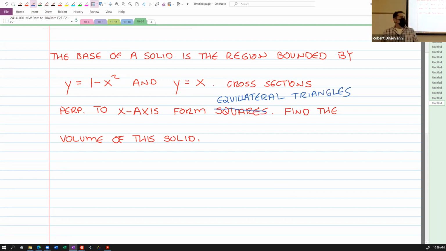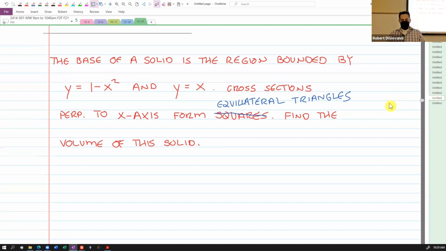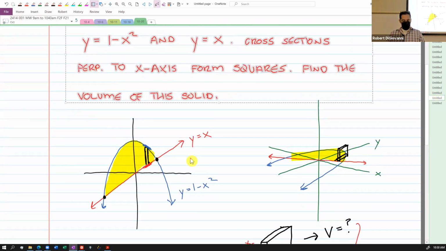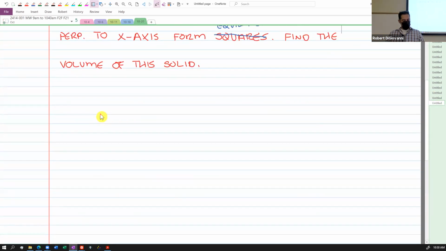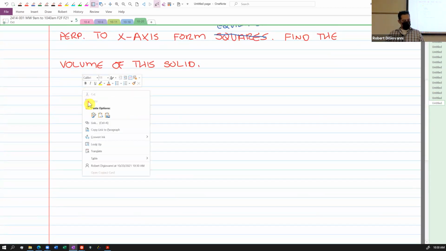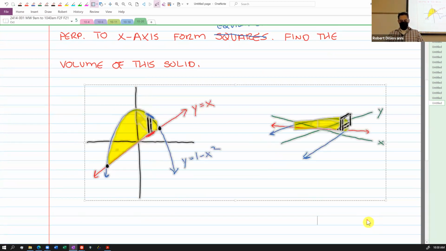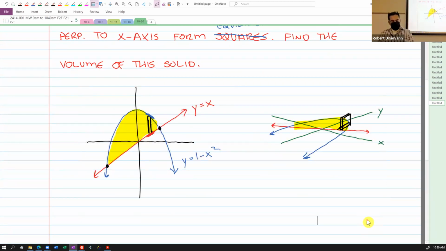Same exact region on the ground. Cross sections are perpendicular to the x-axis. The only difference is when you look at it from the side, it forms an equilateral triangle instead of a square, which means that my whole picture is almost the same, right? So I get to copy and paste it. I do, you don't get to. But because of time, I only have a few more minutes. So the only difference I'm going to have here is over here in this picture.